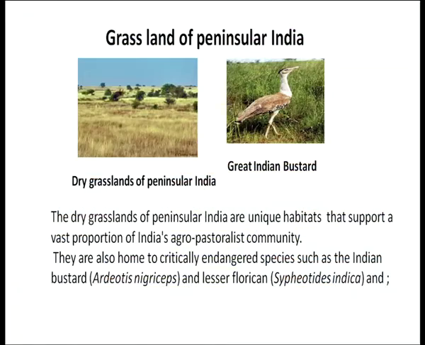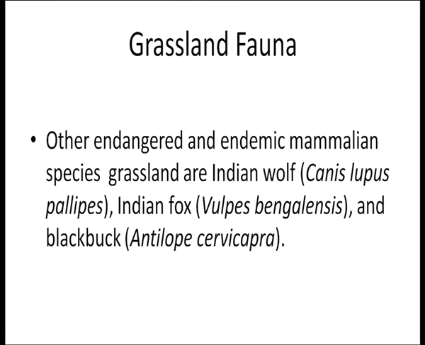This is the picture of dry grassland of peninsular India, and it supports a vast proportion of agro-pastoralist community. They are also a home of critically endangered species such as the Indian bustard and lesser florican. The other endangered endemic mammalian species of the grassland are Indian wolf, Indian fox and blackbuck.